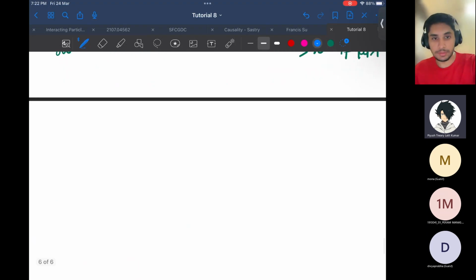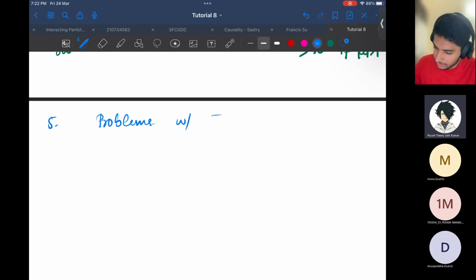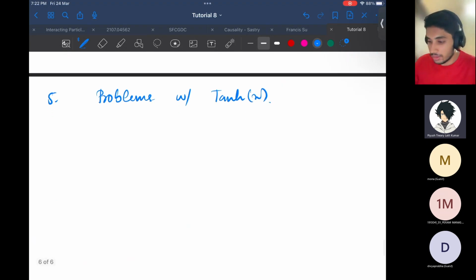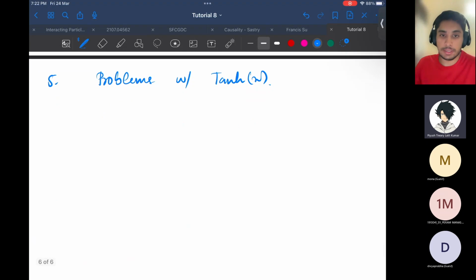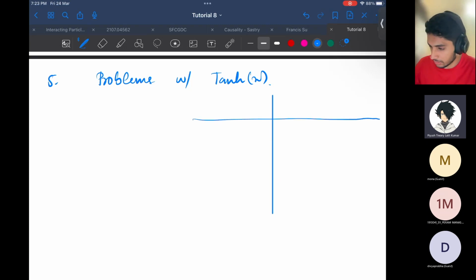Okay, so moving forward, fifth question. What are the problems associated with tanh x? Problems with tanh, tan hyperbolic x, right? So what are the problems associated with this function? How does the tanh x function look? Well, if I have to draw a graph, it looks something like this.